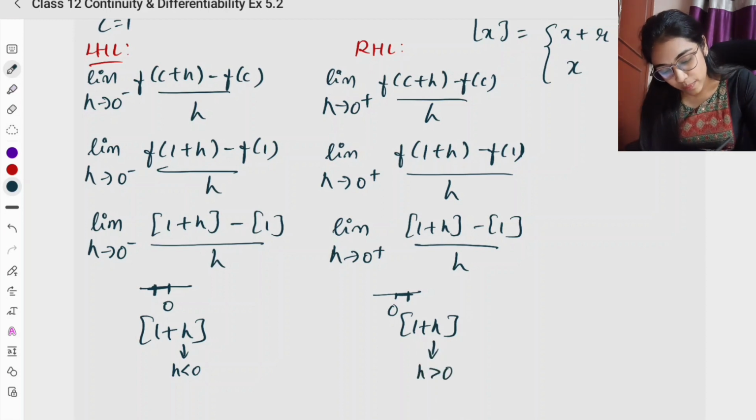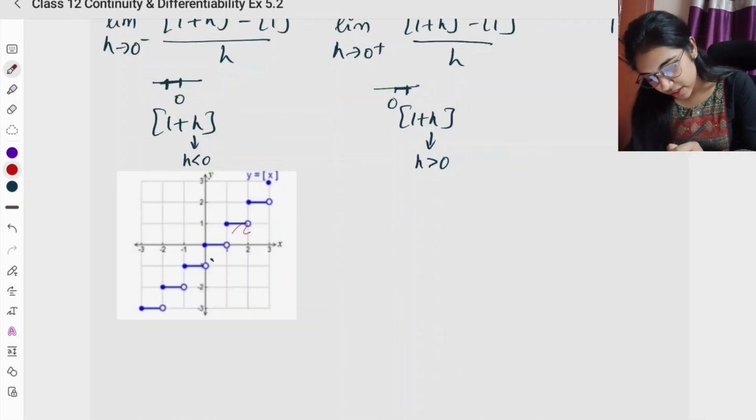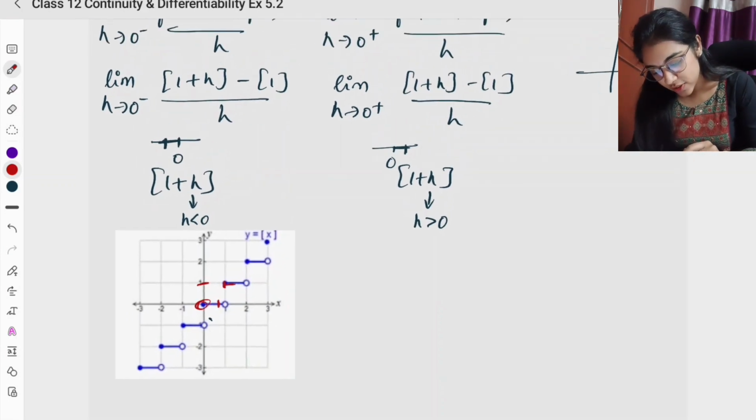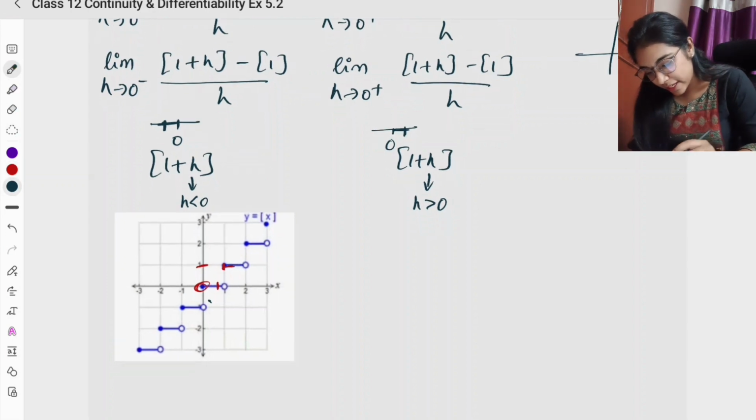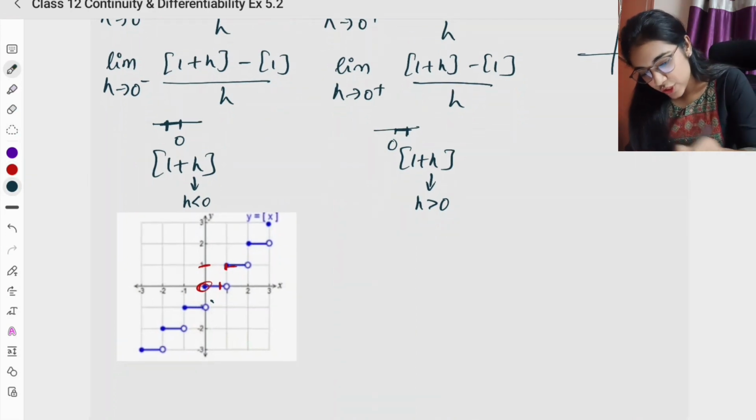So I have 1 plus some value which is greater than 0. What will the GIF be here? So what do you see here? When you have the value of 1 plus some number, my value is going to be 1. Otherwise, if you have a value below 1, my value is going to be 0. You see that? So this is the graph of my GIF function. So what happens to my left hand limit? My left hand limit is some value which is 1 plus h. Do you see it? So what value do we have here?